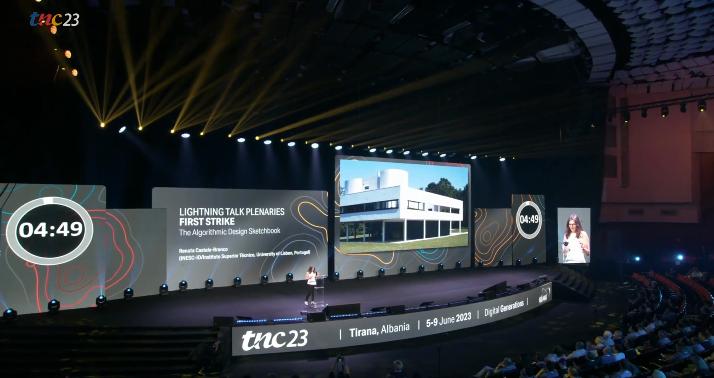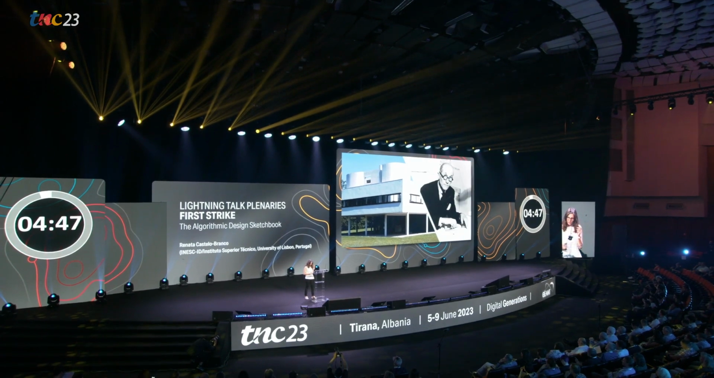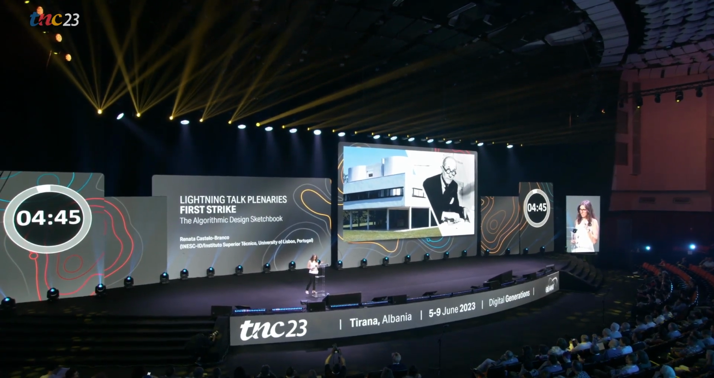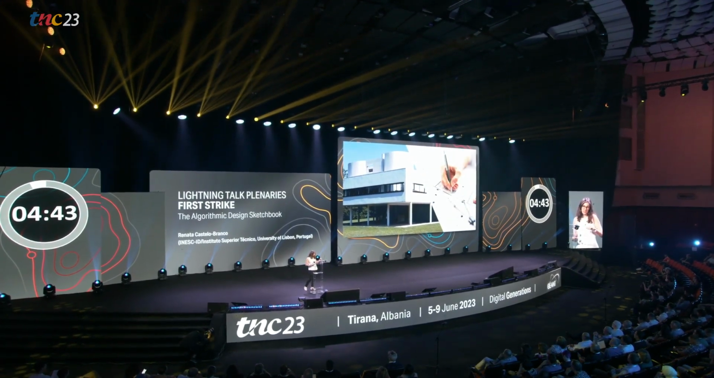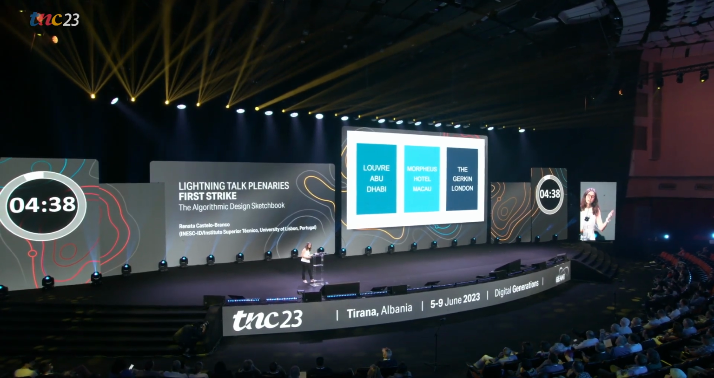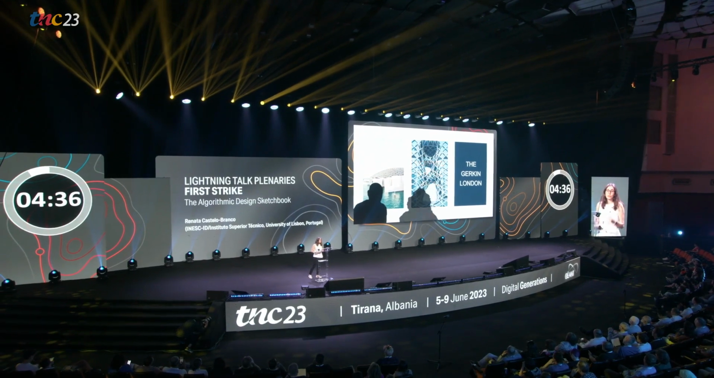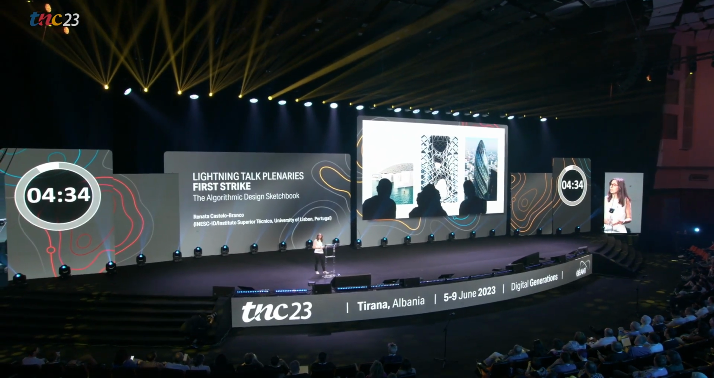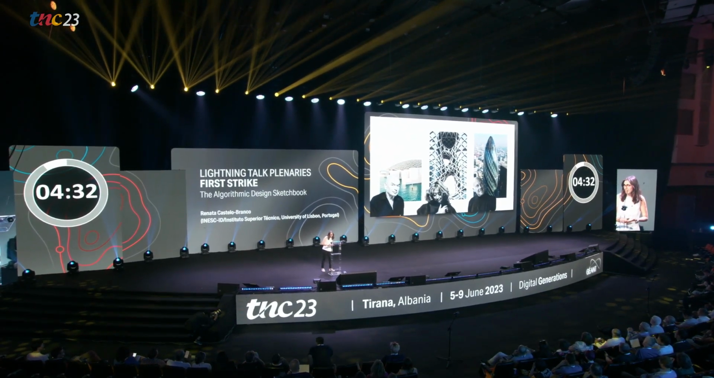And while you do that, I want to ask you, when you picture an architect at work, how do you see him? Holding a pencil over a drawing board maybe? Well, how about the architects that designed the Louvre in Abu Dhabi, the Morpheus Hotel in Macau, or the Gherkin in London? Still imagining pencils?